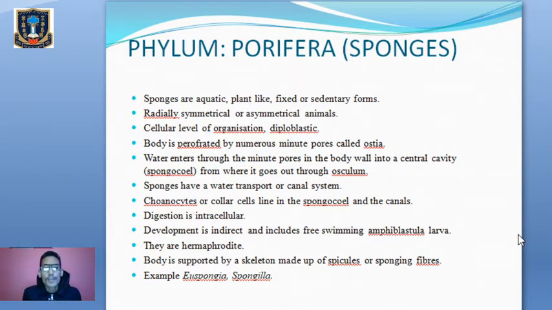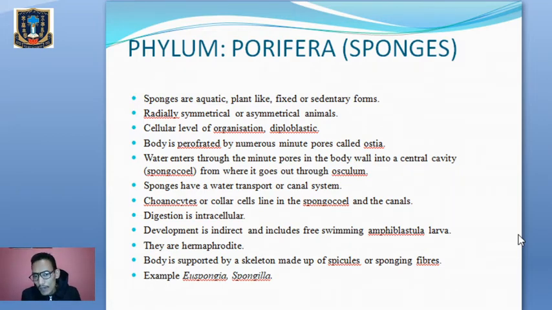Next one, choanocytes or collar cells are present in the spongocoel and the canals. Clear? Next thing, digestion is intracellular, development is indirect, and when we talk about indirect development then it includes a larval stage. Therefore the larval stage of the poriferans is the amphiblastula larva. When we talk about direct and indirect development, direct development means the young ones resemble the adult. But when we talk about indirect development then there will be a larval stage.